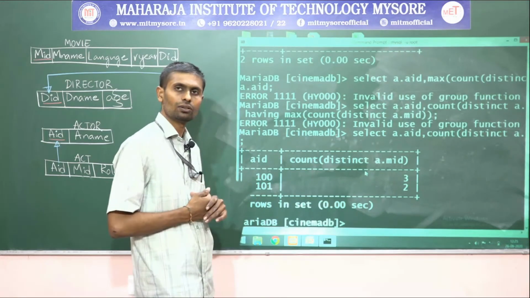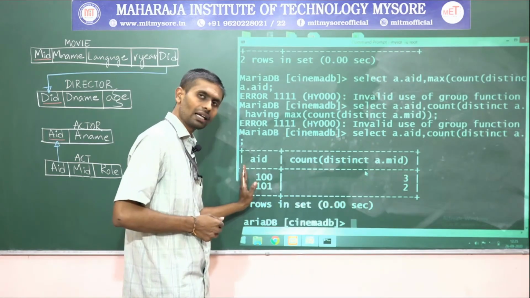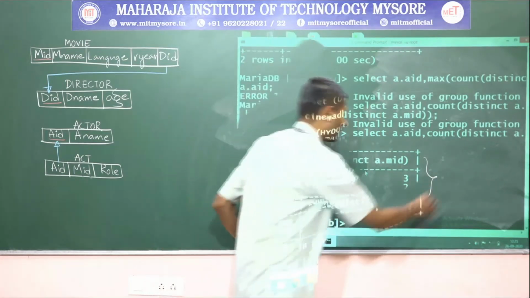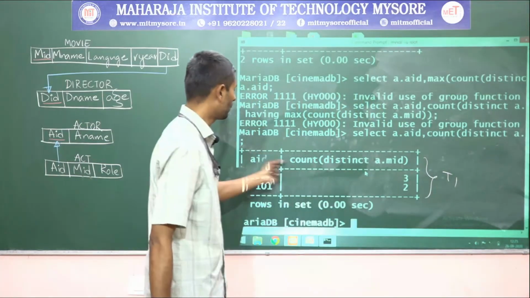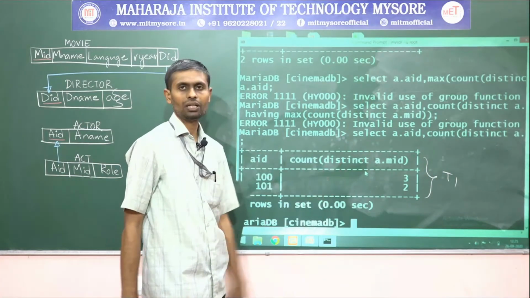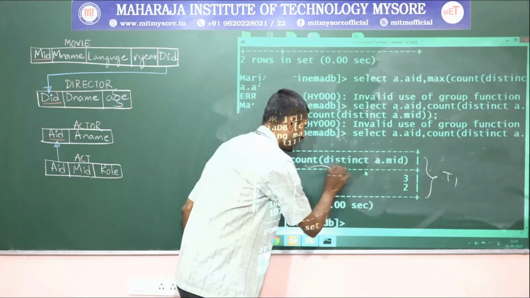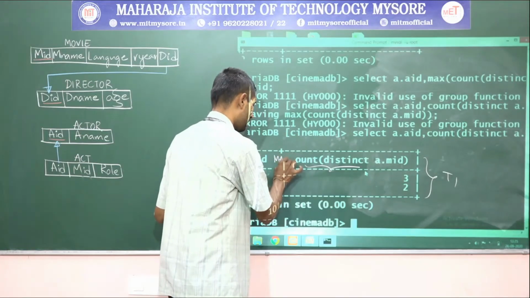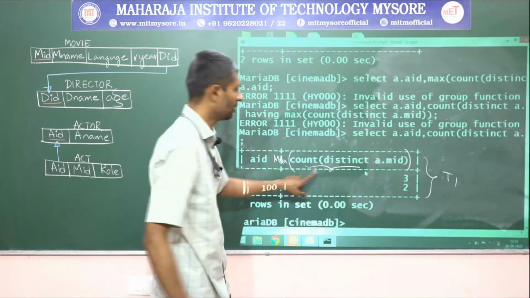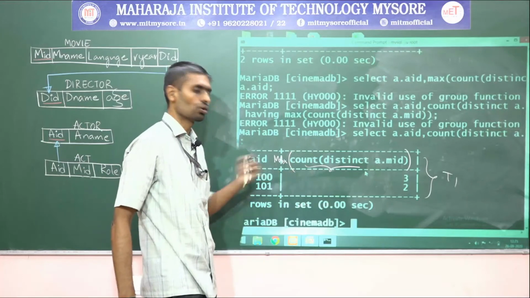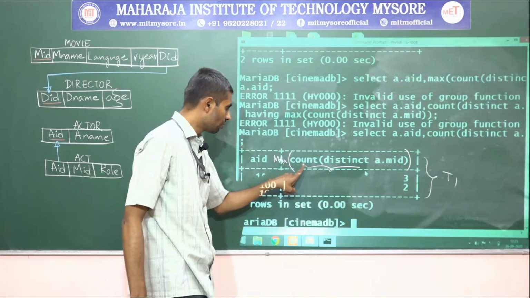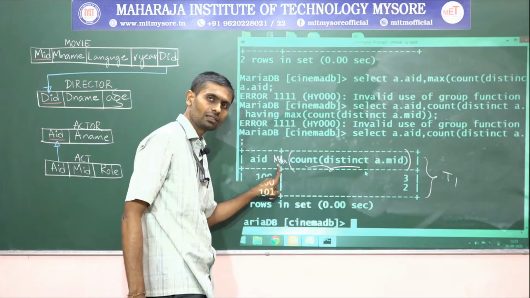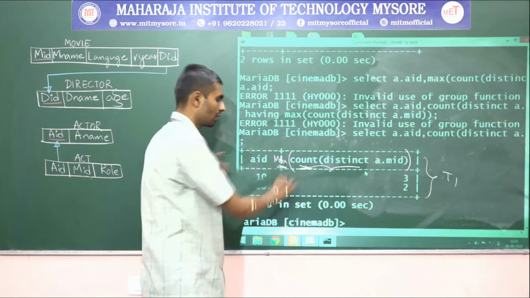Anyway it is looking like a table, so can we give one temporary name for this table? Let me call it T1, some temporary name for this table. And one more thing: when I write max of count of distinct A.MID, it shows an error, because above this count we are writing a max. That means we are nesting the aggregate functions, max and count.